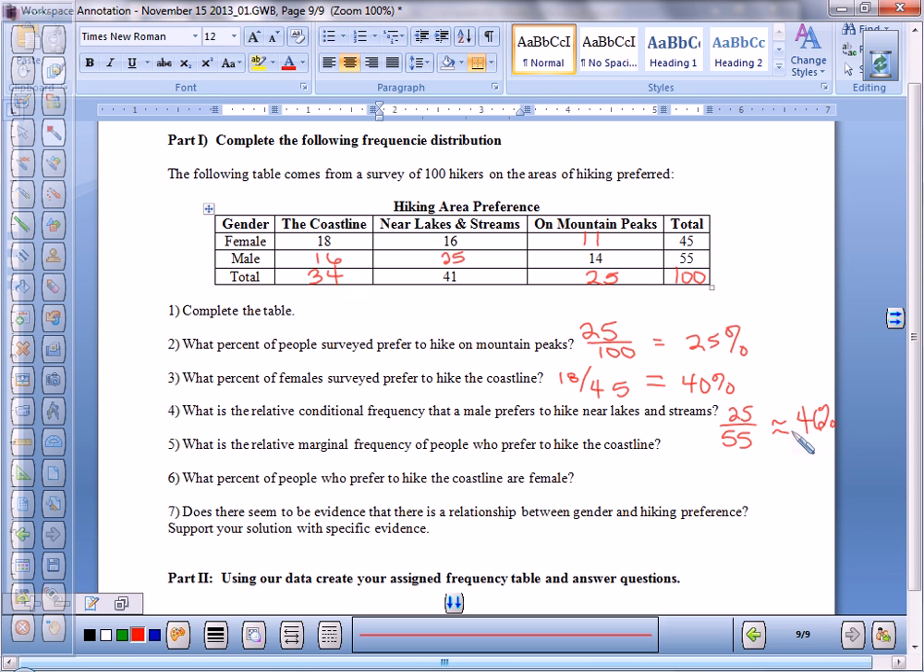All right. What is the relative marginal frequency of people who prefer to hike the coastline? 34%. We're just looking at coastline out of total. 34 out of 100. What percent of people who prefer to hike the coastline are female? 18 out of 34, which is 53%.